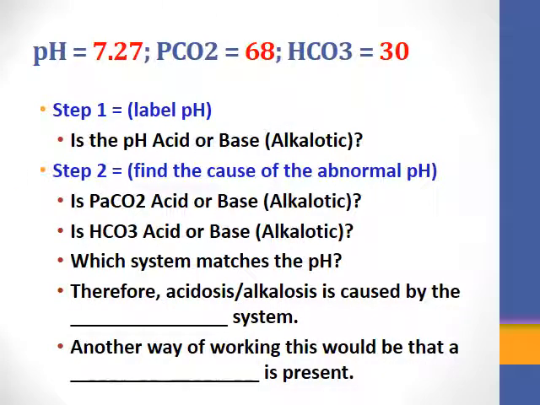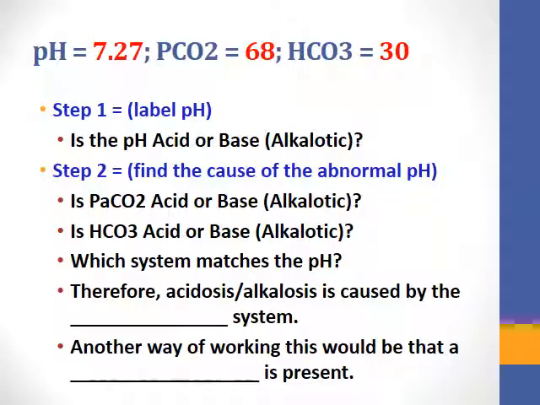Okay, so let's figure this out. Up here we have our ranges. Our pH is 7.27, our PCO2 is 68, and our bicarb is 30. So the very first thing that you have to do when you're trying to read these is figure out what your pH is. So, is your pH an acid or a base? Write that down on a piece of paper beside you and decide. Is that pH level of 7.27 acid or base? Is it acidic or alkalotic?